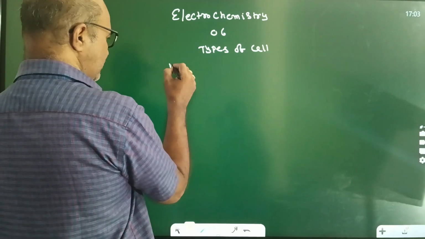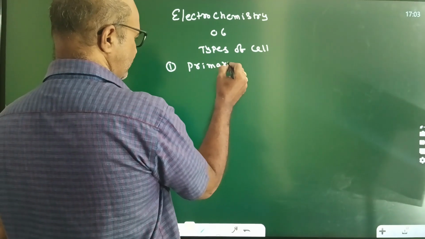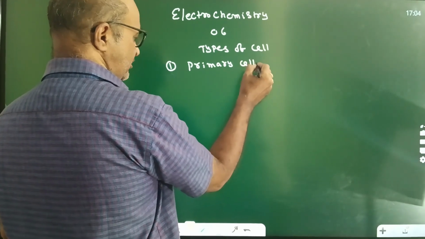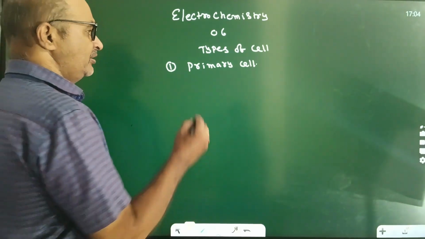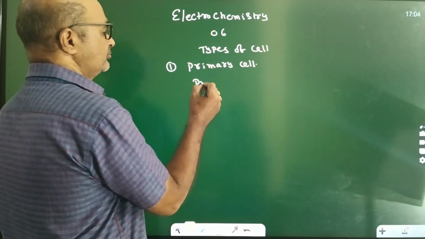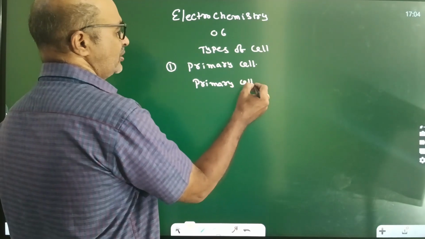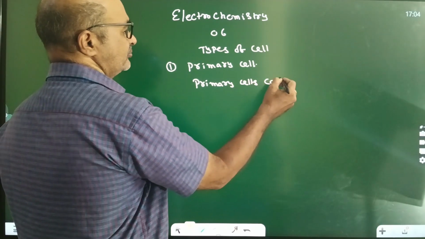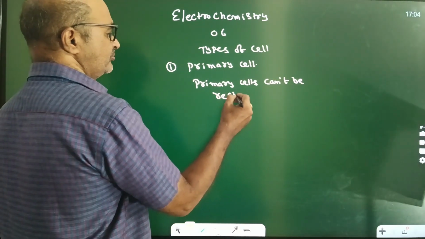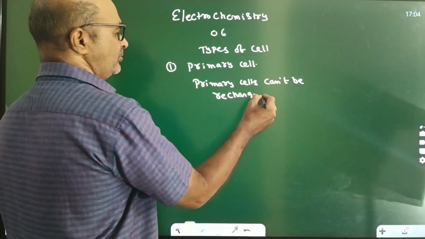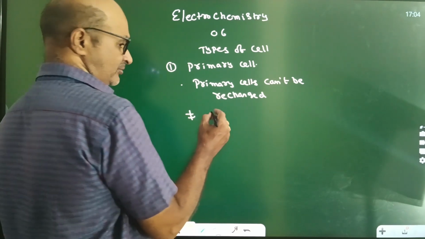First one, primary cell. What is a primary cell? Primary cells can't be recharged. Can't be recharged. This is the first point. Second point, Leclanché cell.